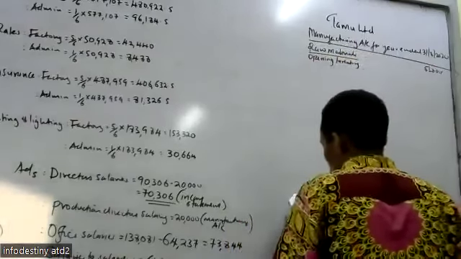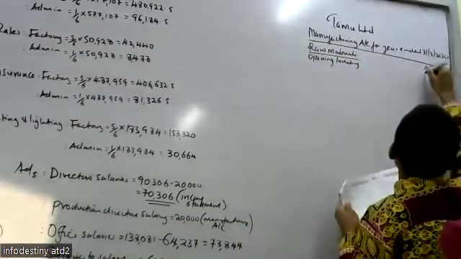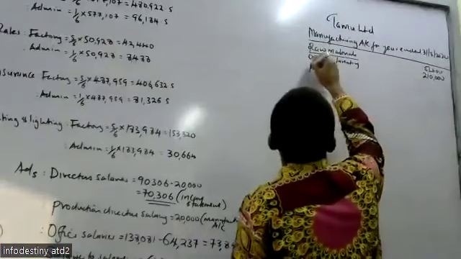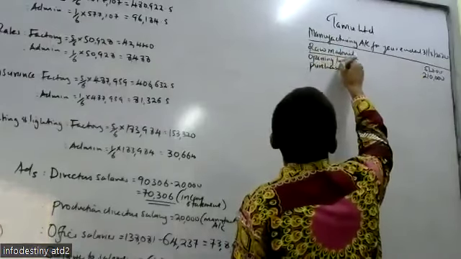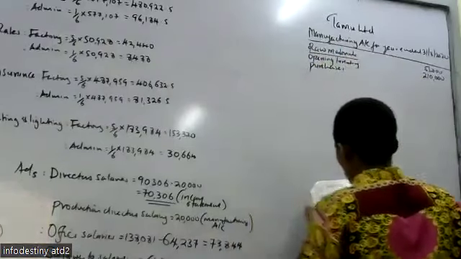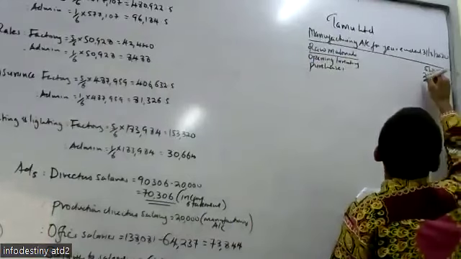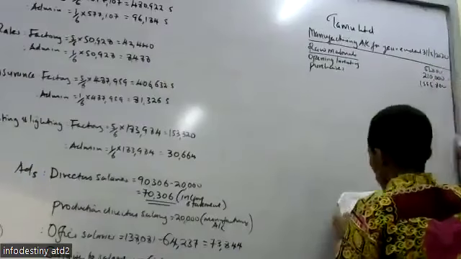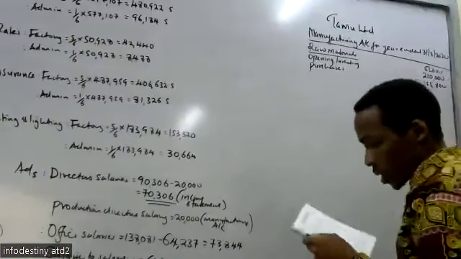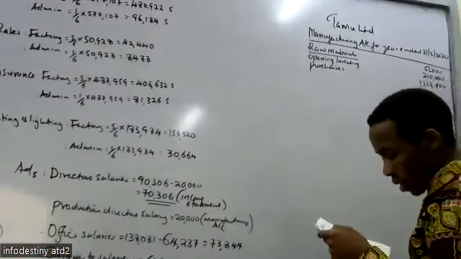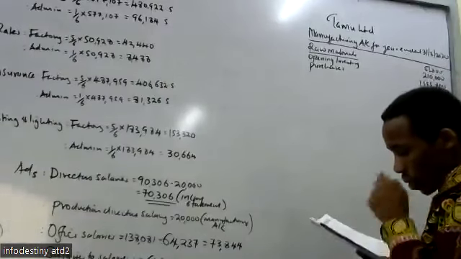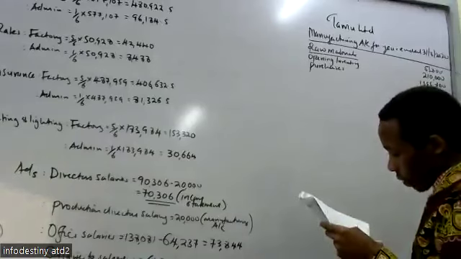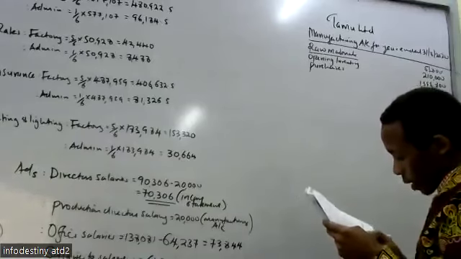Opening inventory for raw materials, we're given 210,000. Then we add the purchases of raw materials, which were given as 1,555,800. I didn't see any carriage inwards. There was also no return outwards. I only saw return inwards. That one affects sales, so it ends up in our income statement.